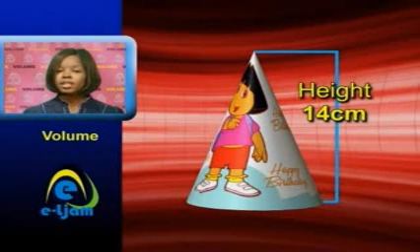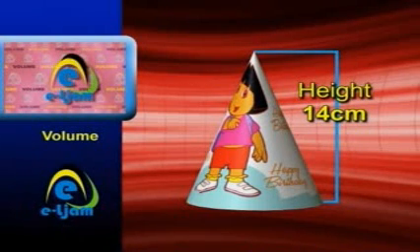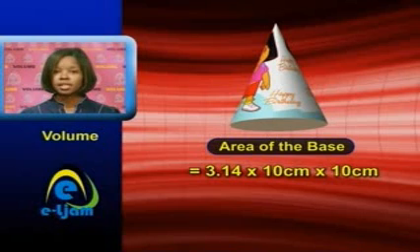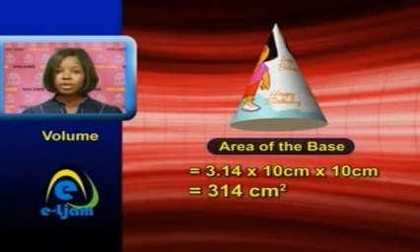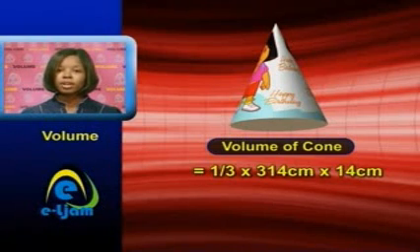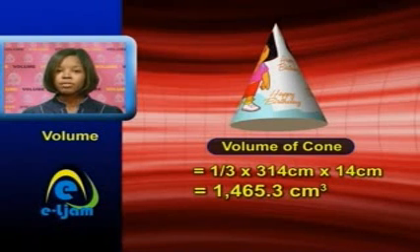A cone has a base radius of 10 centimeters and a height of 14 centimeters. What is its volume? The height being measured here is the perpendicular height, the same height that would be measured in the case of a pyramid. The area of the base is 3.14 times 10 centimeters times 10 centimeters, which is 314 centimeters squared. The volume would therefore be 1/3 times 314 times 14, which is 1,465.3 centimeters cubed.